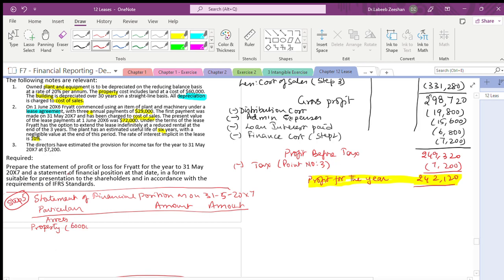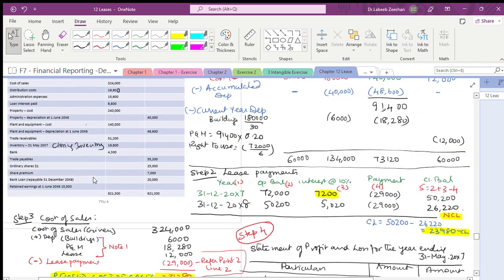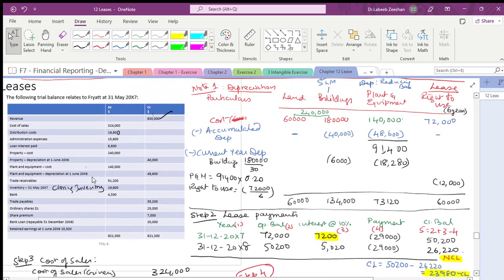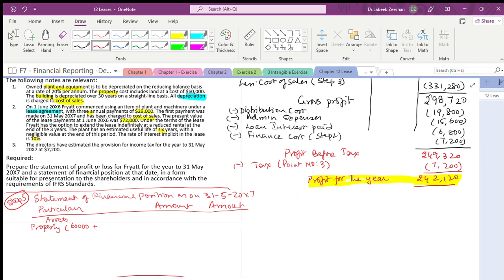Land is 60,000. Plus we have calculated the property value. How much is the property value? 134. No, I will not do it like this. One minute. We are putting in so much effort, we should not do it unnecessarily.